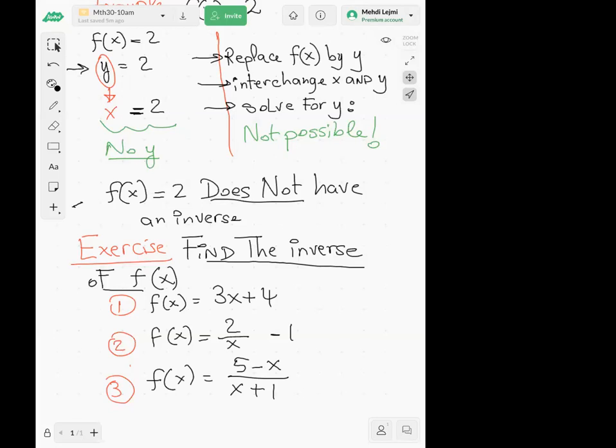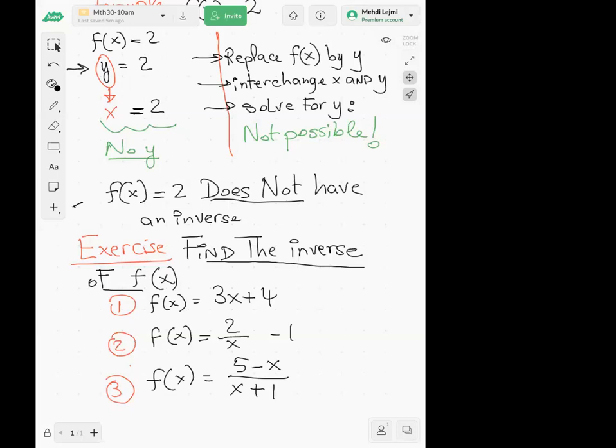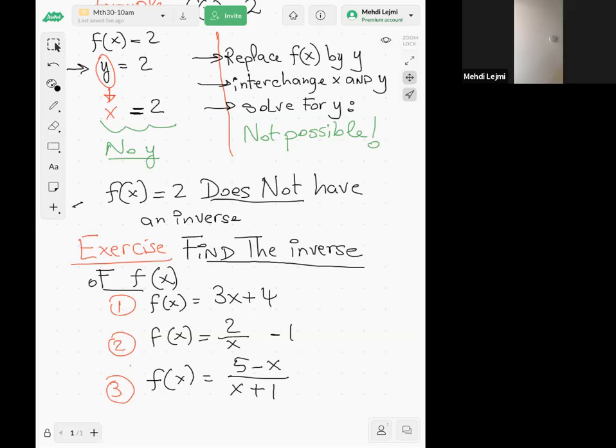Hey, Professor, for number 2, I'm a little stuck when you have to solve for y. So far, I have x plus 1 equals 2 over y. I was thinking the first thing I would have done was just multiply by 2, but I'm pretty sure that's wrong. Well, you want to move the y to the top, right?